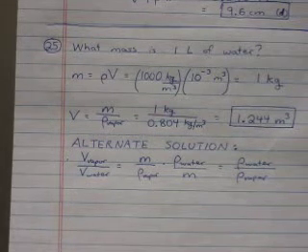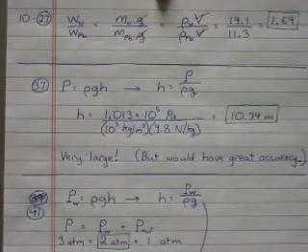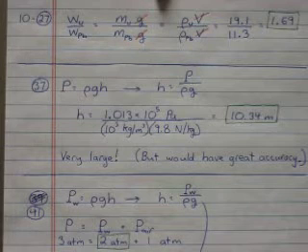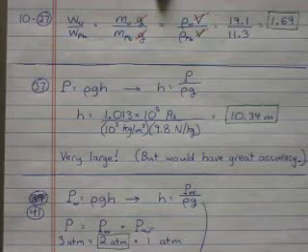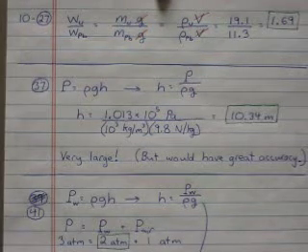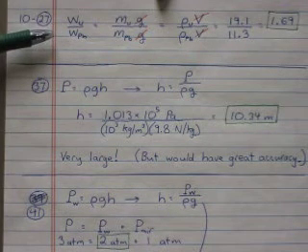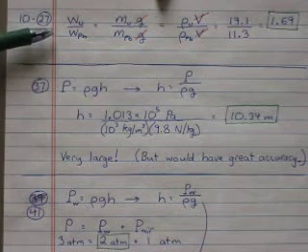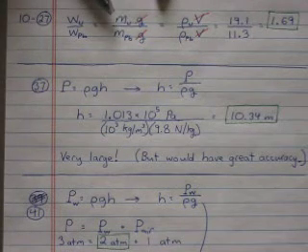Next, number 27. For number 27, we want to know what is the ratio of the weight of the uranium divided by the weight of lead. Remember back from chapter 4, weight is mass times G. So we have mass of uranium times G over mass of lead times G.